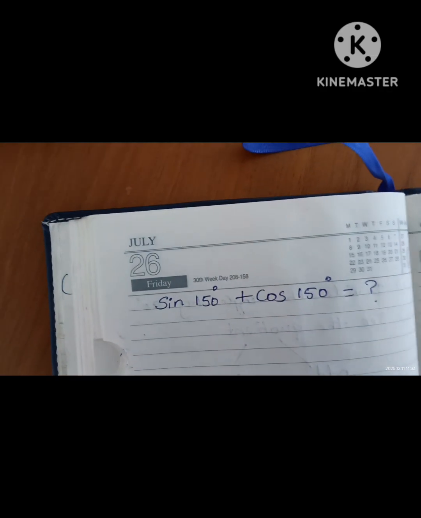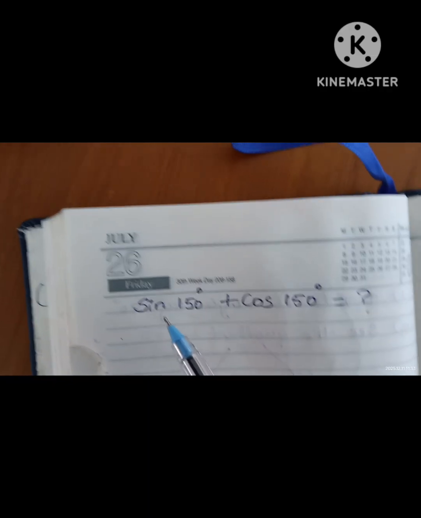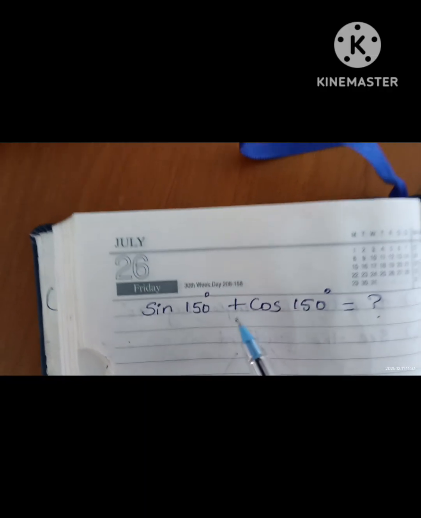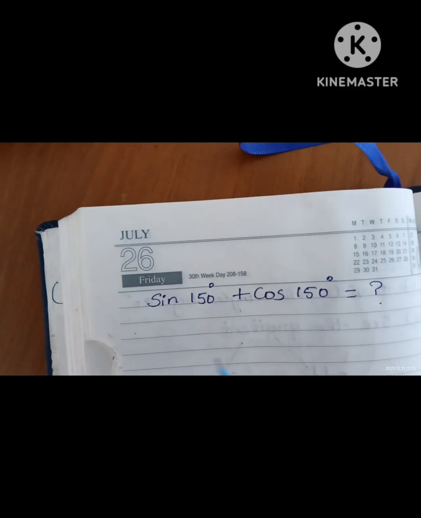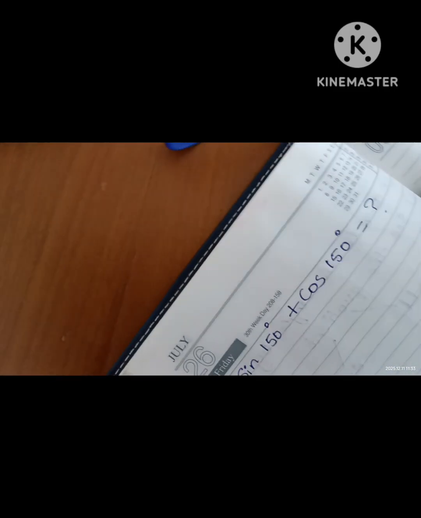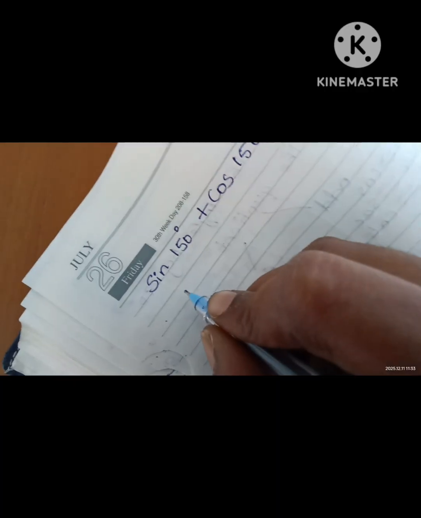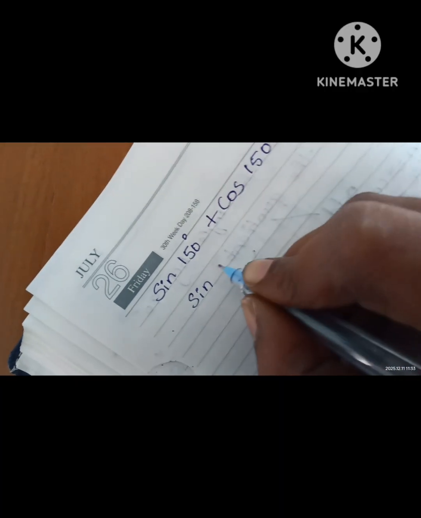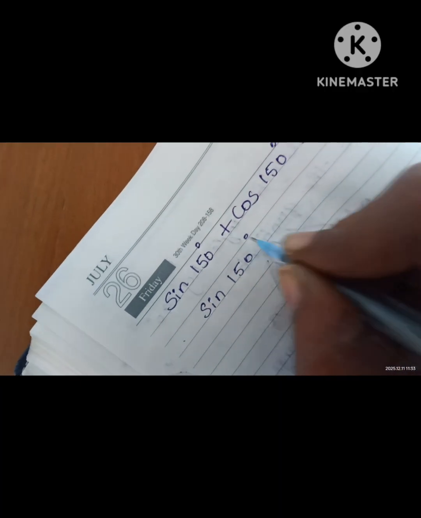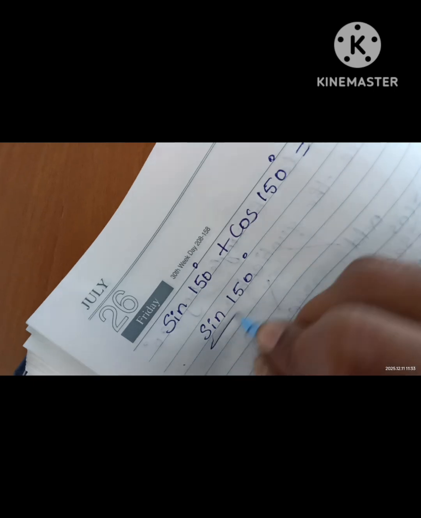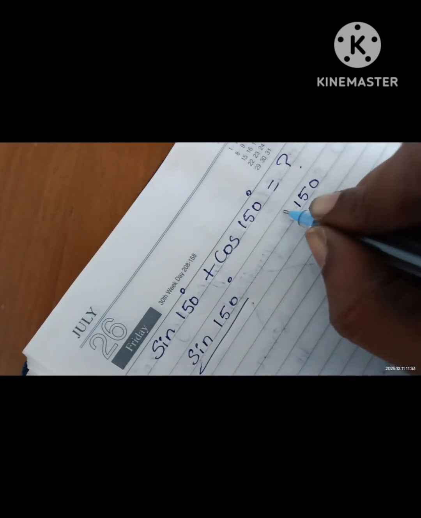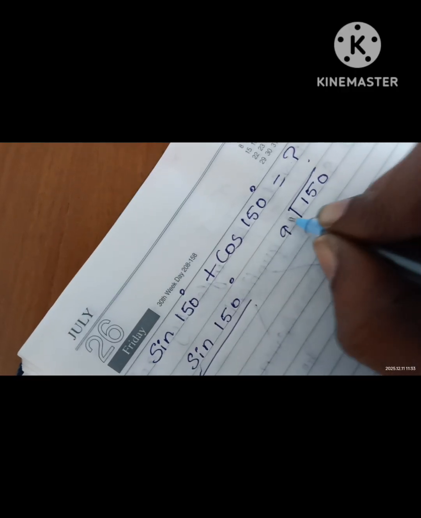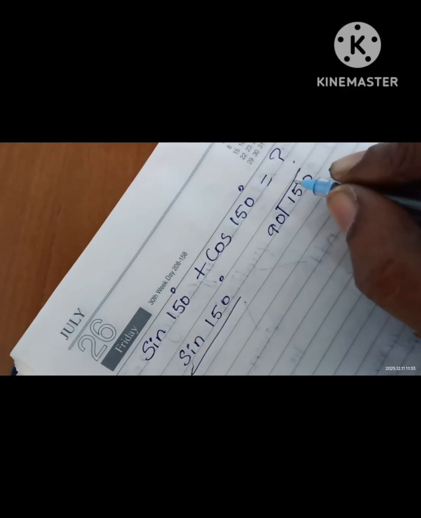Okay, let's see one more sum. The given sum is sine 150 degree plus cos 150 degree. First let's calculate for sine 150 degree. What is the first step? We have to divide this 150 by 90 degree. So 2 90s are 180.